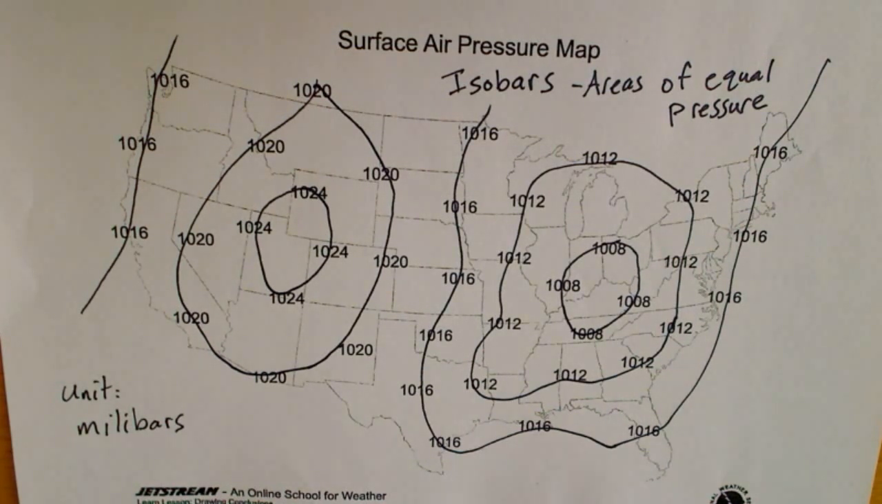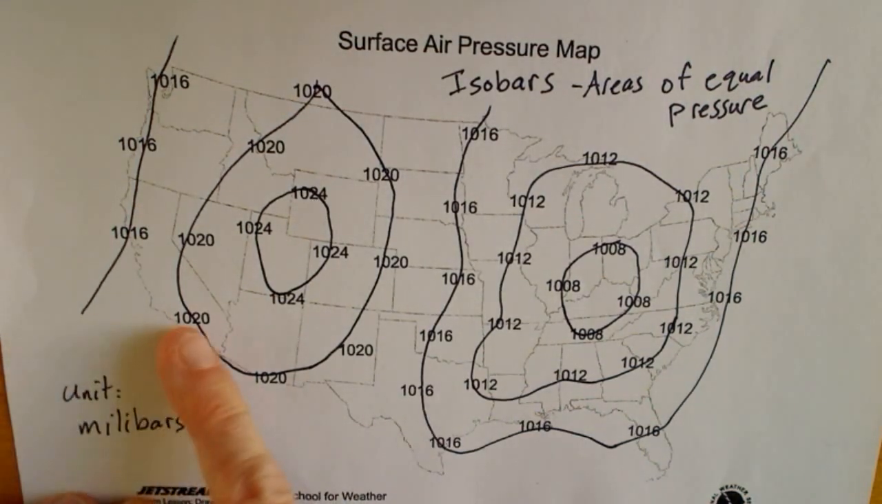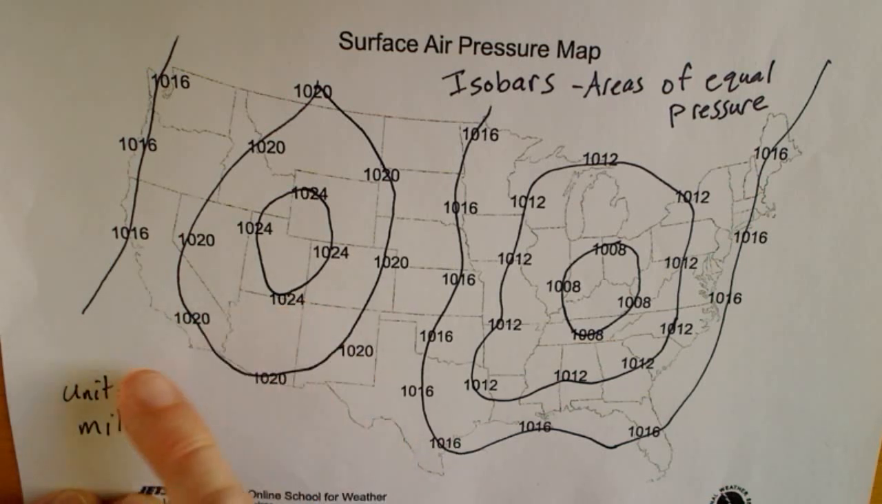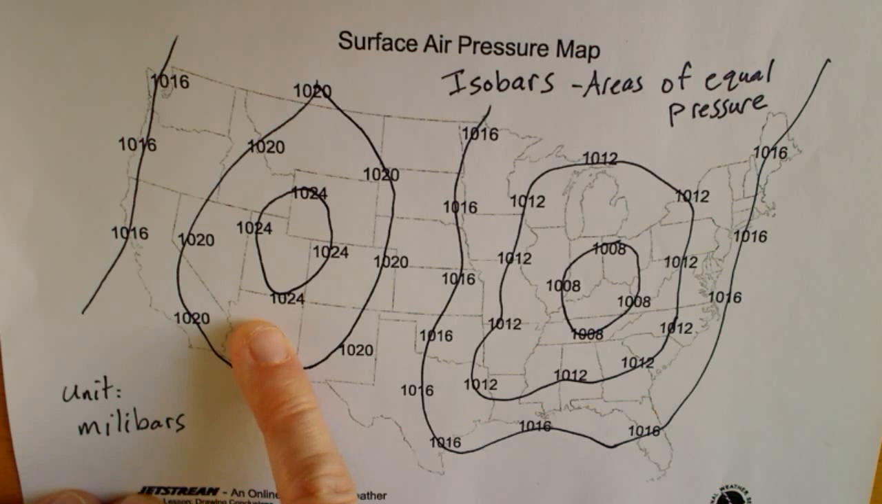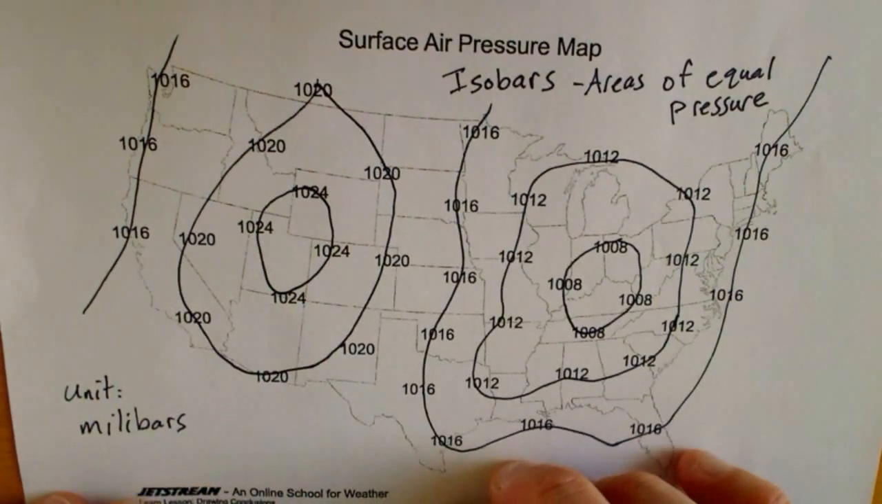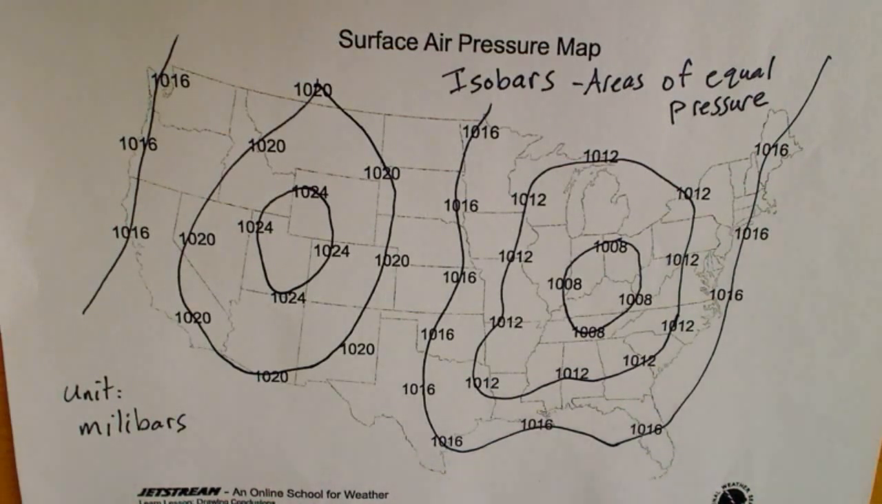What does it mean? Well, we are going to be meteorologists and figure this out. So let's look at the numbers. Inside of here, we had 1020. And as we went inward, did that pressure get higher or get lower? It's getting higher. 1024 is a bigger number than 1020. So we have an area of high pressure here.